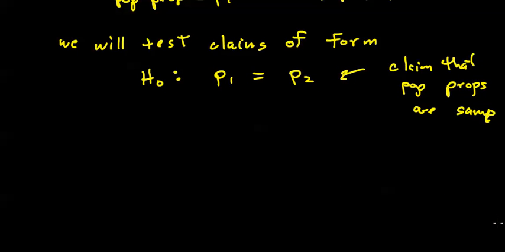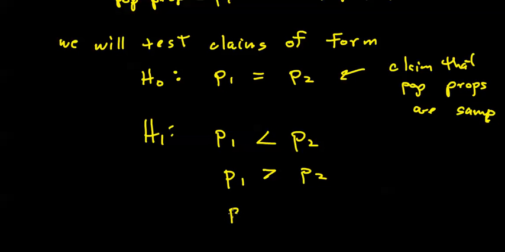Alright, well, that means the alternative hypothesis will be one of three types. Either P1 is less than P2, the population proportion of population 1 is less than the population proportion of population 2. Either P1 is greater than P2, or of course P1 is not equal to P2. Alright, so we'll be testing H0 claims versus H1 claims, somewhat similar to our hypothesis test framework that we've seen in the past. Okay?